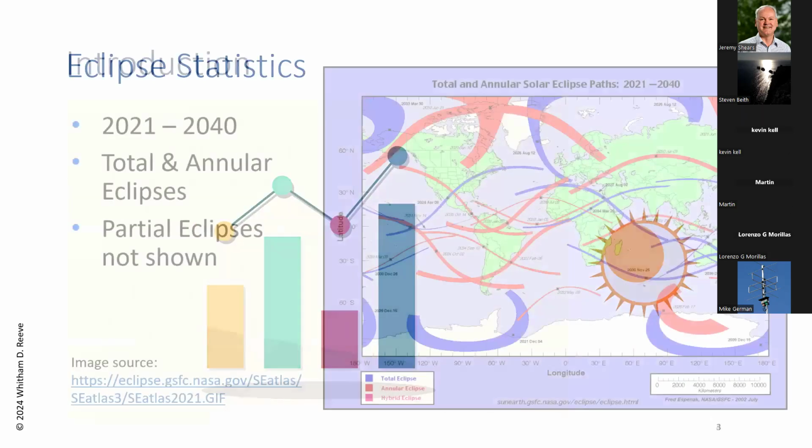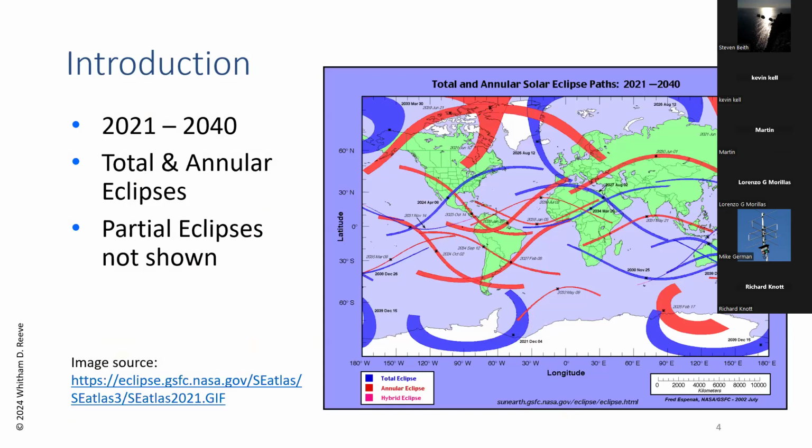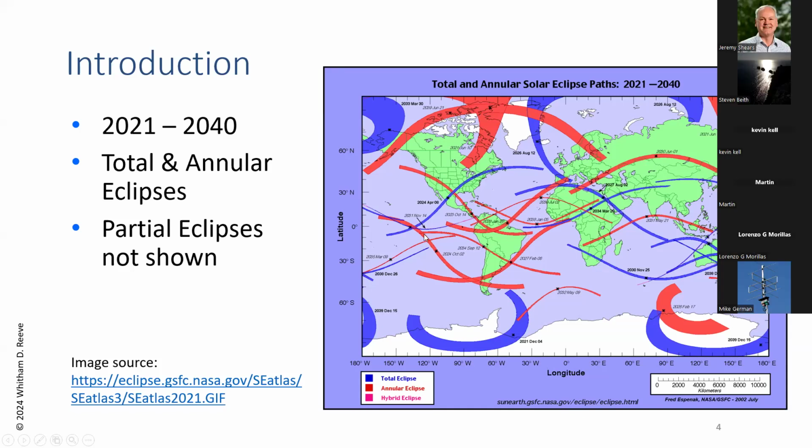So here's some statistics. This image shows the total and annular eclipses from 2021 through 2040. The one that I'm going to be describing today is this red line right here that starts up in the northeast part of the North Pacific Ocean, and then goes down through the U.S., Central America, and over the top of South America. Partial eclipses aren't shown here.